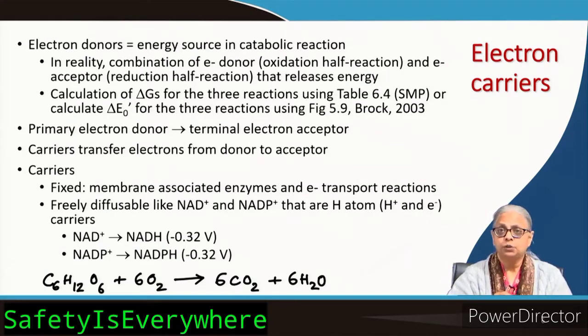Now let's come to electron carriers. We know that the electron donors are the energy source in the catabolic reactions. In reality, it's the combination. Very often in the literature you'll find statements that the electron donors are the energy source, but it actually is the combination of the two that releases energy. There may be sufficient energy in the electron donor by itself, but that's not what we are going to do.